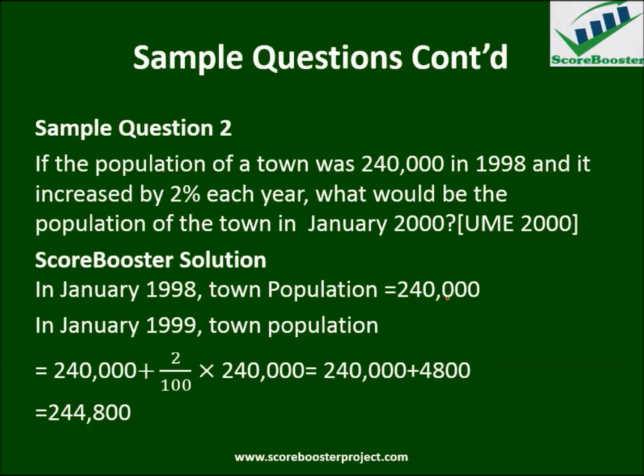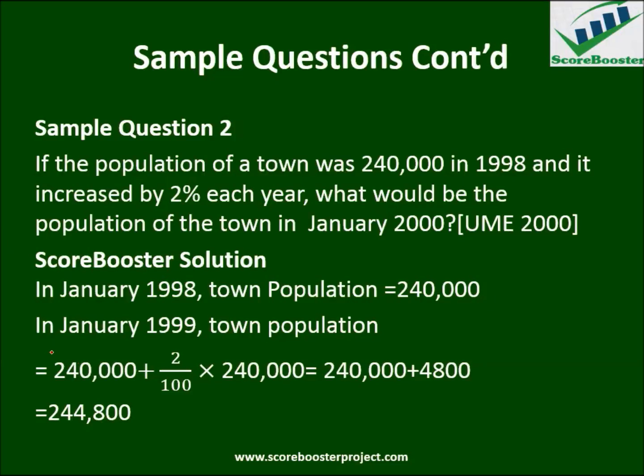So let's have another sample question. Sample question number 2. If the population of the town was 240,000 in 1998 and it increased by 2% each year, what would be the population of the town in January 2000? This question is from UTME year 2000, and this covers the solution now. It was given that the population of the town was 240,000 in 1998 and each year it increased by 2%. So in January 1998, the town population was 240,000 as given.